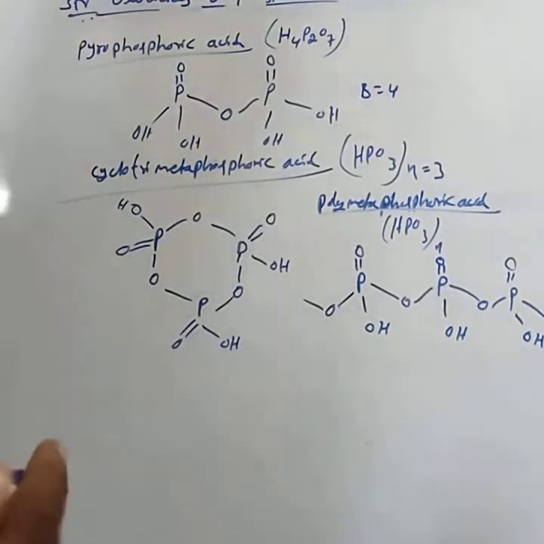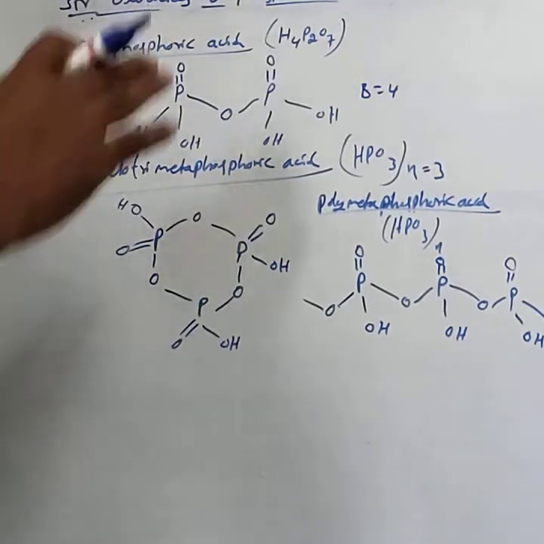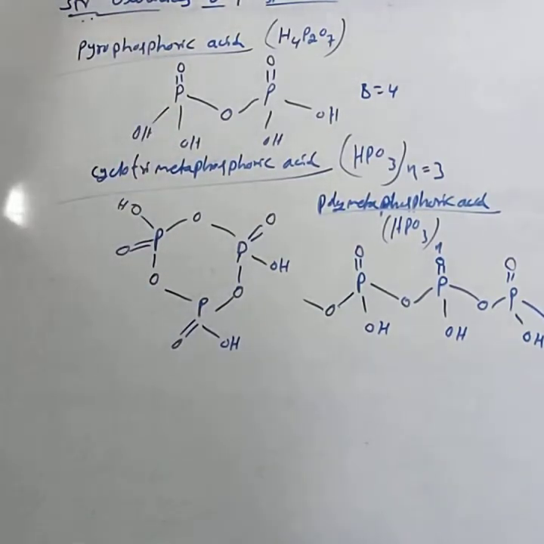These three structures are also included in the NCERT book. But in your board exam, they will not ask these three structures. They ask only orthophosphoric acid, orthophosphorous acid, hypophosphorous acid. Then by using these structures, you can consider some characters of these oxoacids of phosphorus.